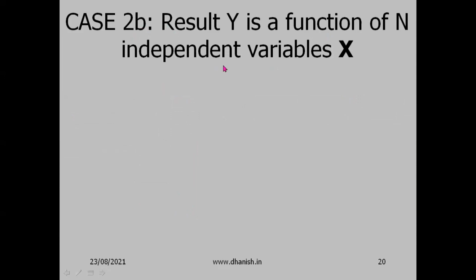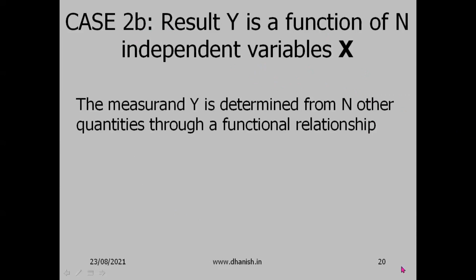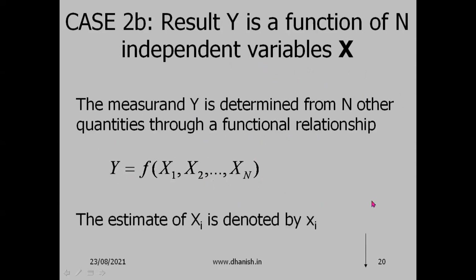So next, y is a function of n independent variables x. All are independent. So far we have not talked about dependency. What is independent? One variable is not affected by any other variable. The measurand y is determined from n other quantities through a functional relationship y equal to f of x1, x2, etc., xn. So there are n input quantities.